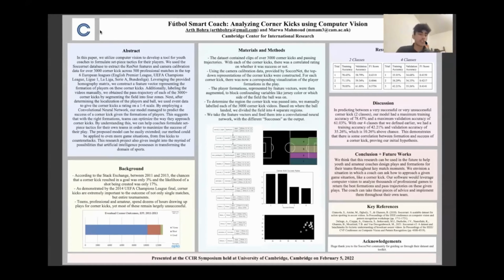So yeah, there's my research: Football Smart Coach, analyzing corner kicks using computer vision. And thank you so much for the opportunity to present.